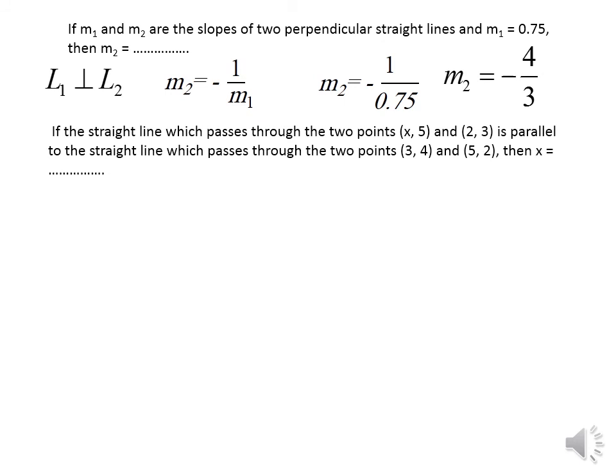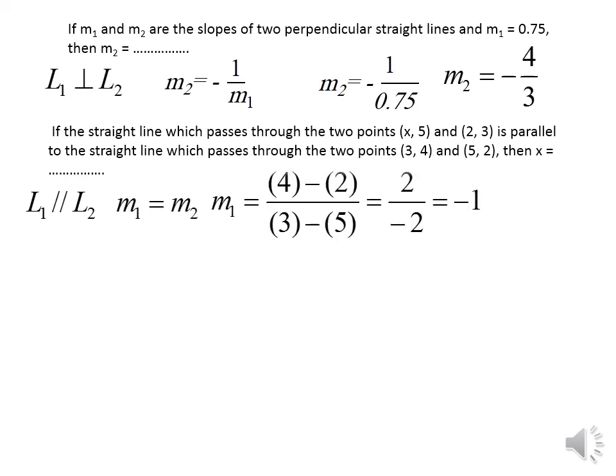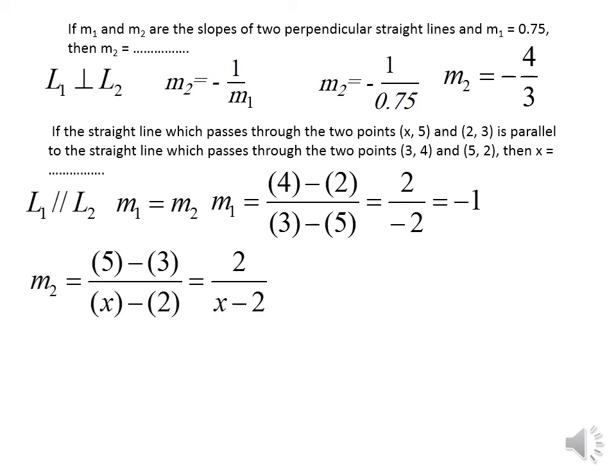Another example, here we have a straight line passing through the 2 points (x, 5) and (2, 3), parallel to another straight line which passes through (3, 4) and (5, 2). Start with the given two completed points. Find the slope of the first line, and of course if we have two parallel lines, that means M1 equal M2. M1 equal 4 minus 2 over 3 minus 5, that means negative 1. And because the two lines are parallel, M1 will be equal M2. So find M2. How to find M2?